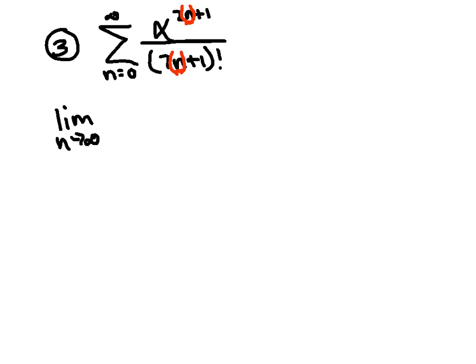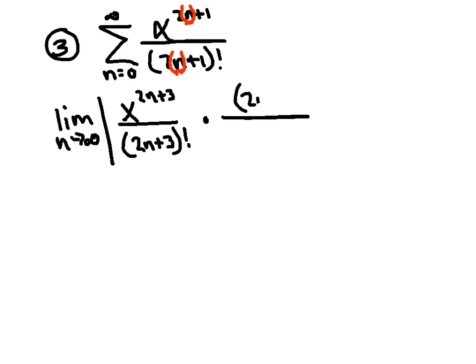So, limit as n approaches infinity. It's now going to be x to the 2n plus 3 power all over the quantity 2n plus 3 factorial, by the time I distribute the 2 and combine all my like terms, multiplied by 2n plus 1 factorial all over x to the 2n plus 1 power. And this is kind of an interesting one.